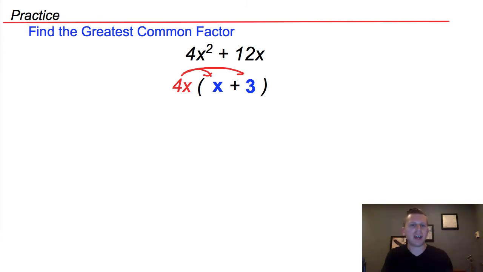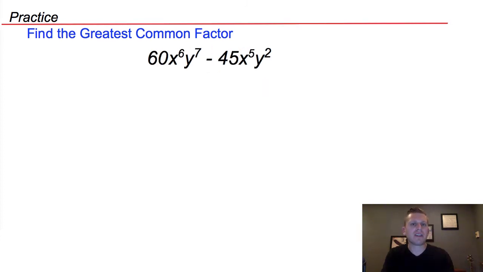One last problem and then we'll get you out of here. Here I want to factor this expression. Okay, the greatest common factor of 60 and 45 is 15. Of x to the 6th and x to the 5th, it's x to the 5th because the power is lower. And of y to the 7th and y squared, it's y squared because the power is lower. Put my GCF on the outside, open parentheses, bring down my minus sign, leave space for two terms. 60 divided by 15 is 4. X to the 6th divided by x to the 5th, subtract the exponents, I get x to the 1st.